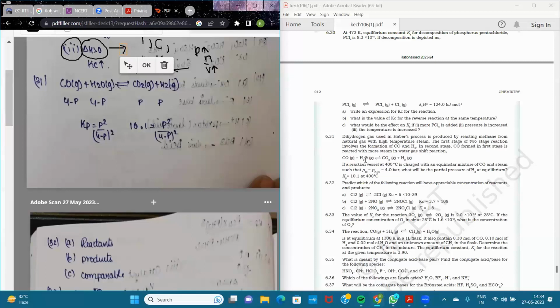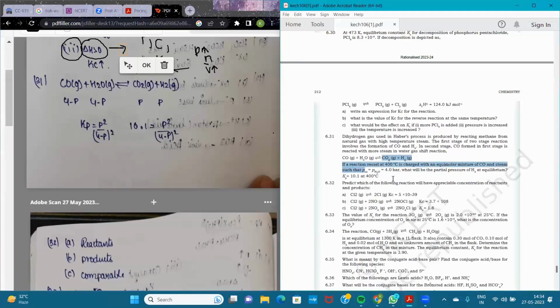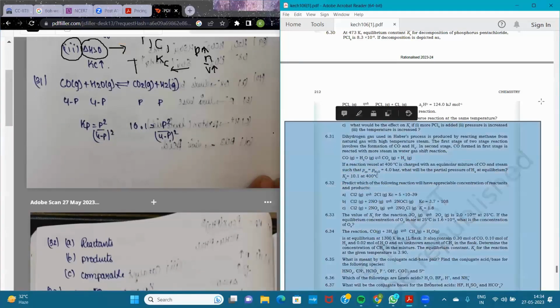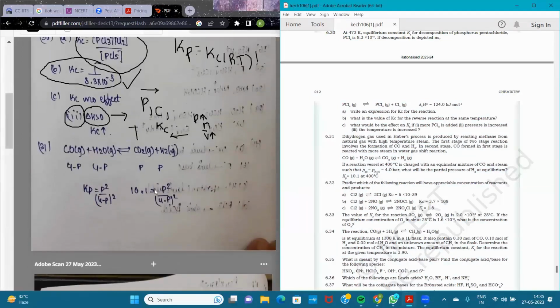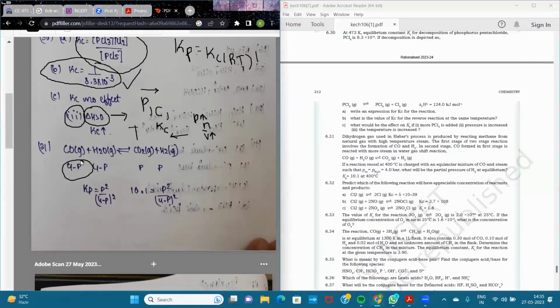If a reaction vessel at 400 degrees centigrade is charged with an equimolar mixture of CO and steam, such that partial pressure of CO and as well as partial pressure of H2O both are same, that is 4 bar. What will be the partial pressure of H2 at equilibrium? We need to calculate. They gave initial values of partial pressures of CO and H2O. We'll consider that there is a decrease of pressure P for CO as well as H2O. For the stoichiometric coefficient, the decrease is same for both of the reactants. We'll write 4 minus P and this is 4 minus P. This is P and this is P.